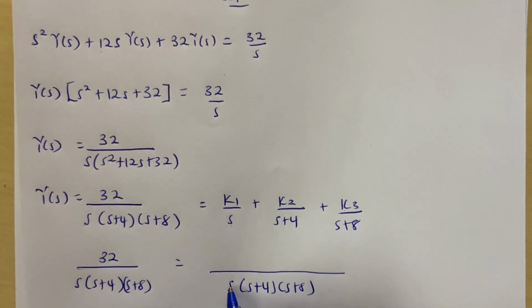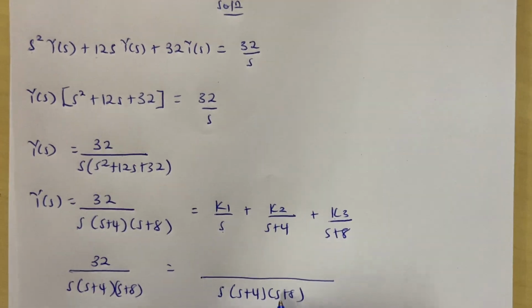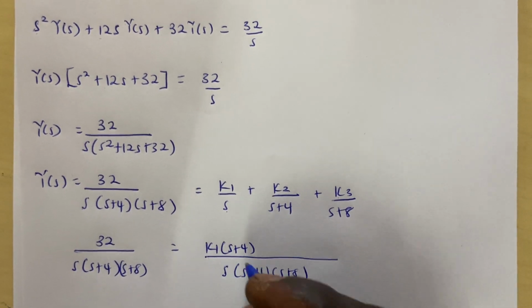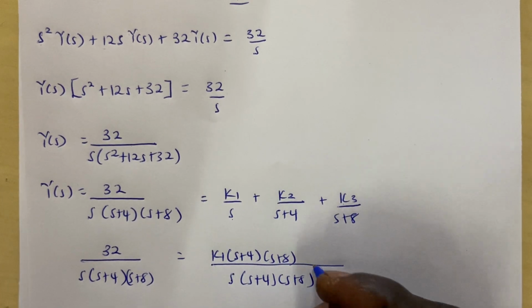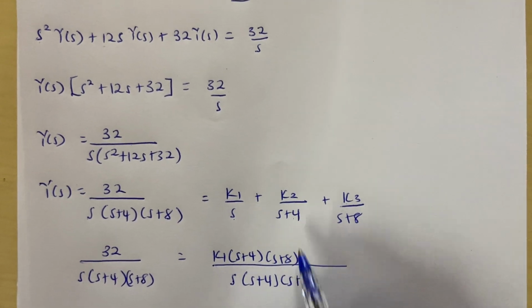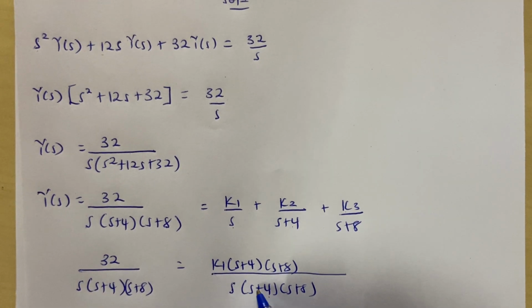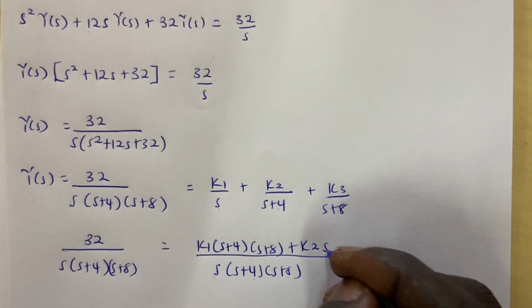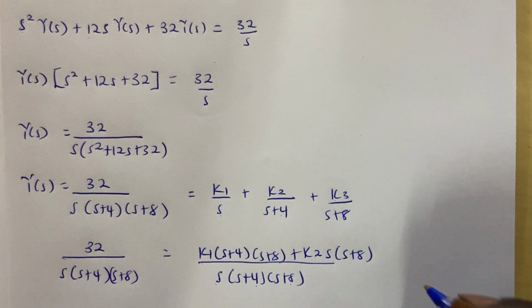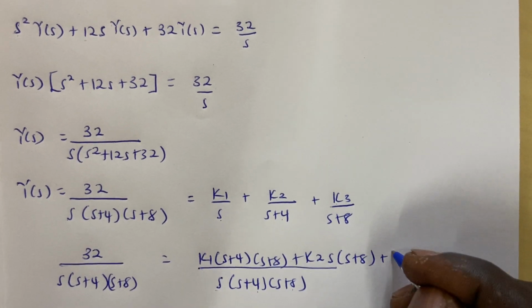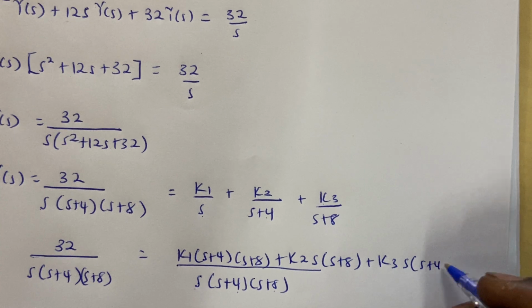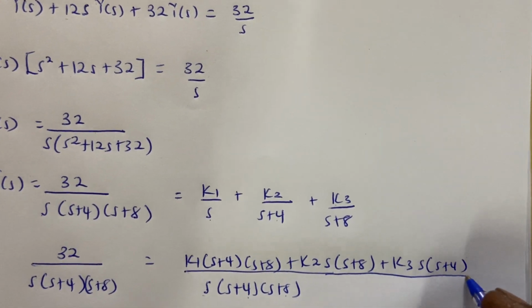Now s will go into these ones, so these two will multiply the k1, so we have k1 s plus 4 s plus 8. The same thing applies to this, so s plus 4 will go into this and we take away this, so we multiply it by s and then s plus 8, to get plus k2 s times s plus 8. The same thing applies to k3, so plus k3, taking away s plus 8, we get s times s plus 4, like that.